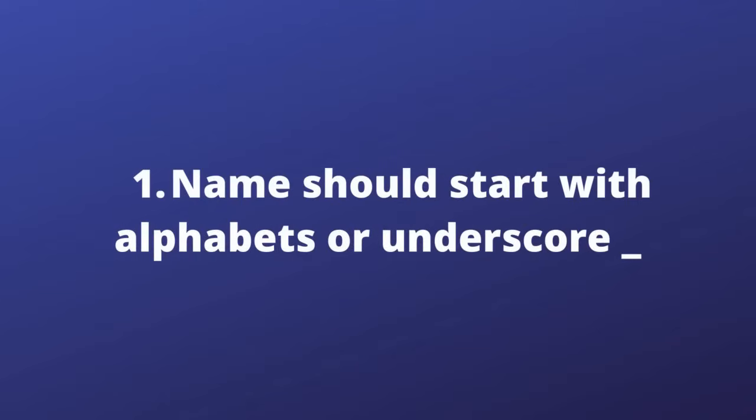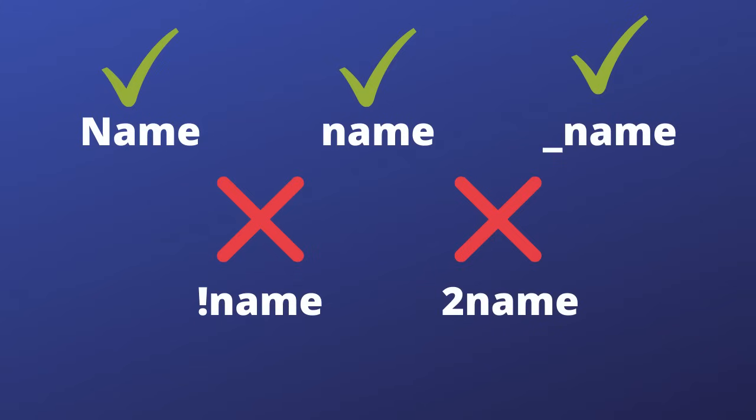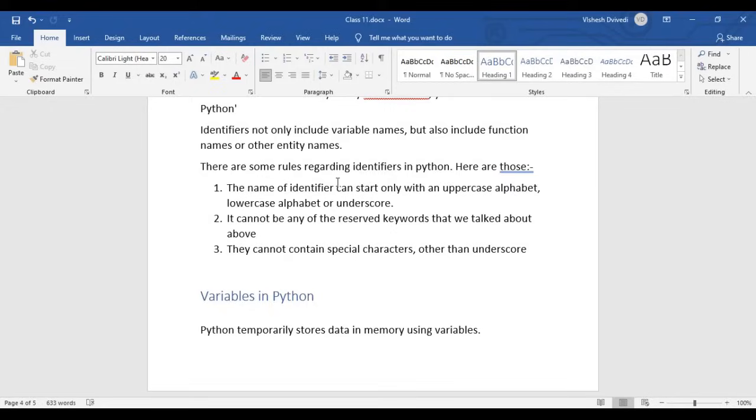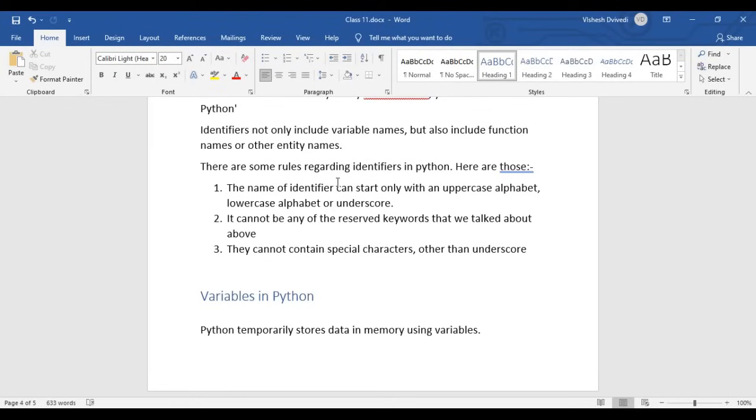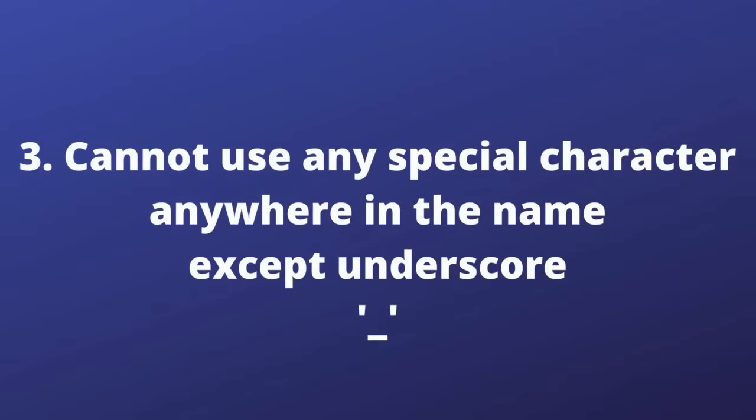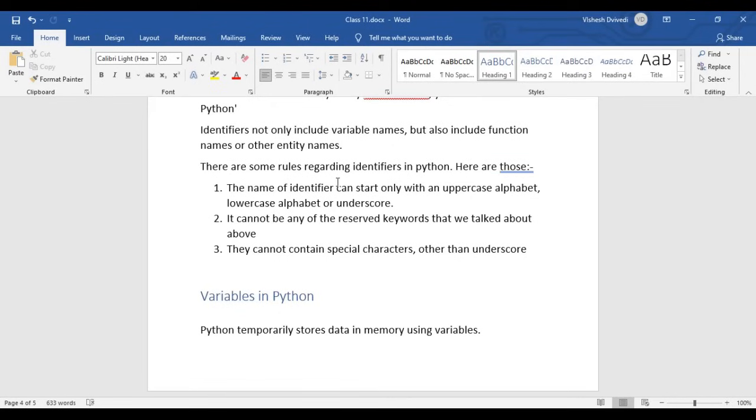Number 1. Name should only start with any alphabet or underscore. For example, name or capital N name or underscore name is acceptable, but 1name or 2name is incorrect. Number 2. It cannot be one of the Python reserved keywords, the one which we discussed before this topic. And number 3, you cannot use any special characters except underscore anywhere in the identifier. Again, these points are important from exam point of view, as questions may come where they would give you identifier names and ask you whether these identifiers are valid or not.